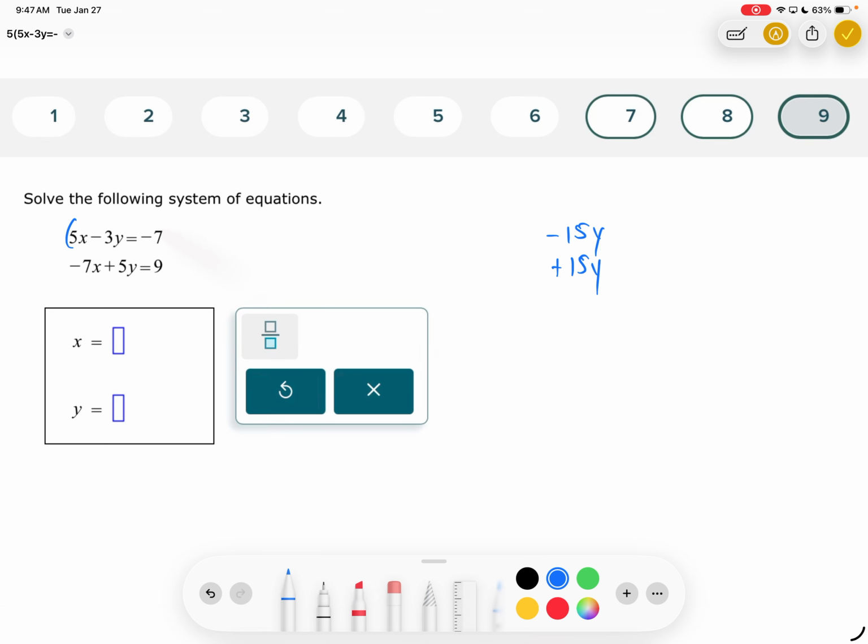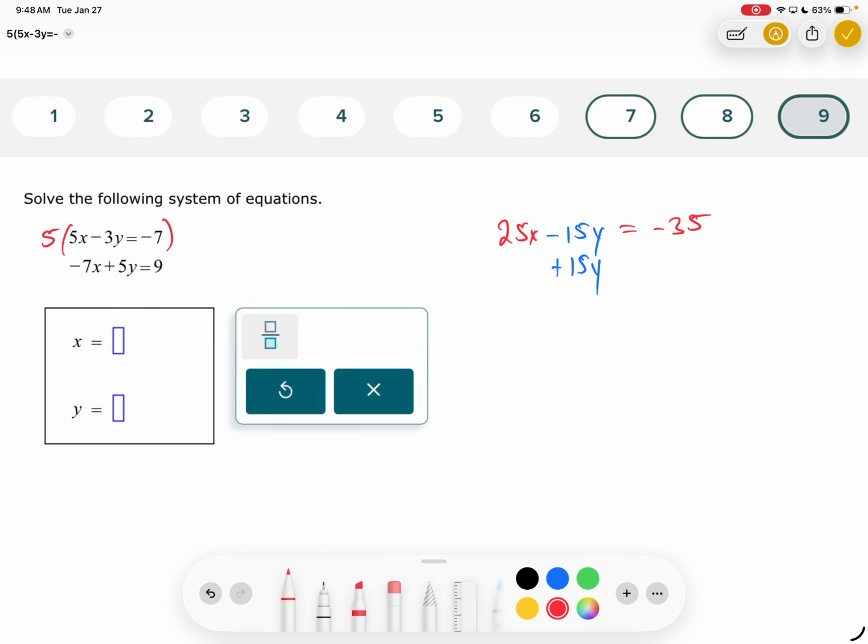So I'm going to multiply this one by, so let me change colors. Multiply this one to get -3y to -15y. I'm going to multiply by 5. So make sure you distribute that all the way through. 5 times 5x would be 25x. 5 times -3y would be -15y. 5 times -7 would be -35.